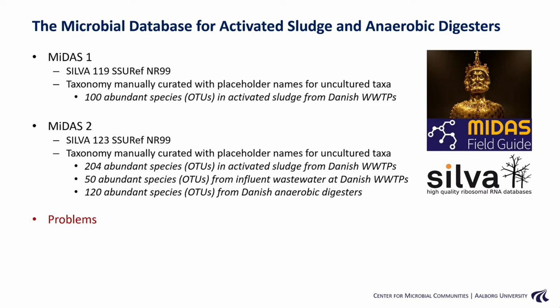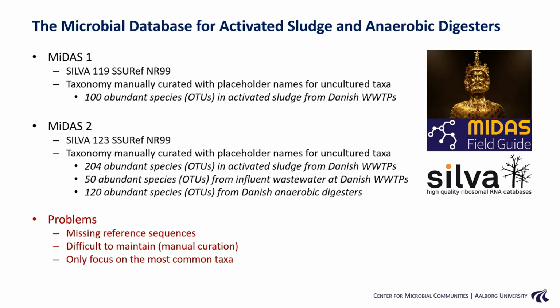But these databases have some problems. For example, we don't really do anything about these missing reference databases. We're only trying to curate the taxonomy of them, so only working with one of the problems. The other problem is that they are really difficult to maintain, so we have to go and look at a lot of phylogenetic trees and do a lot of manual creation. So updating one of these databases takes a month of work for one person. And it also only focuses on the most common taxa, or the most common organisms or bacteria in these systems, so there'll be a lot of organisms we really don't learn anything about.